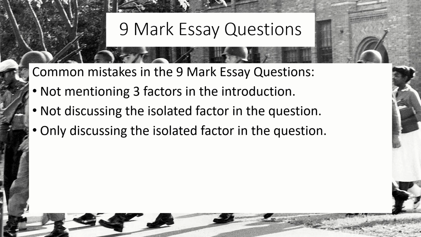The other side of this is that quite often people will only discuss the isolated factor. If you only discuss the isolated factor, so you just give lots of facts about William Wilberforce, you might have given 5 different facts about William Wilberforce that led him to help abolish the slave trade, you're going to miss out on the balance mark because you've not brought in an extra factor, and you will also miss out on 2 knowledge marks because you can only get 3 knowledge marks per factor. So make sure you're talking about at least 2 and preferably 3 different factors. So the isolated factor and at least 2 others.